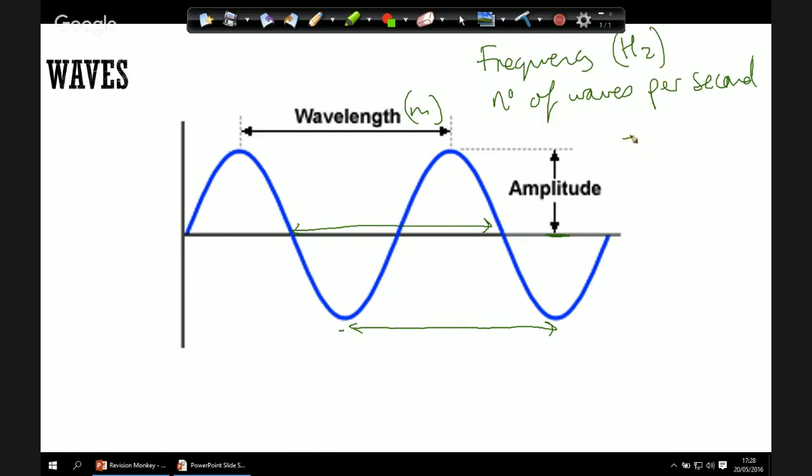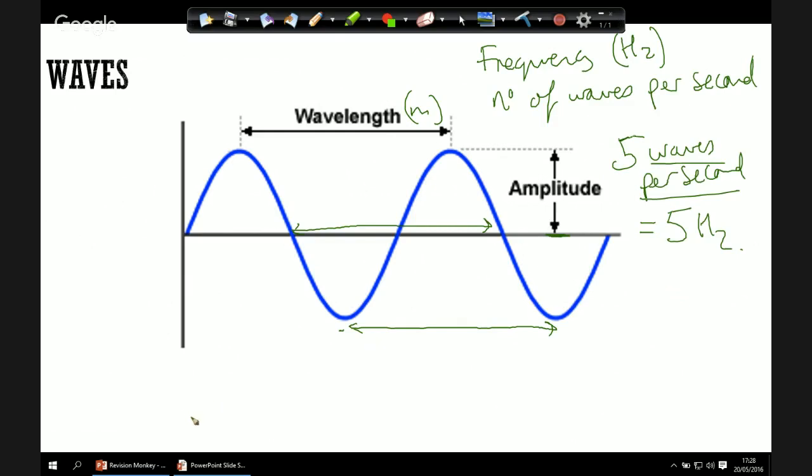So if we had 5 waves per second, for example, we would have a frequency of 5 hertz. And in the exam, they sometimes are cheeky and give you it as waves per second. So just bear in mind that that is what frequency is, the number of waves per second.